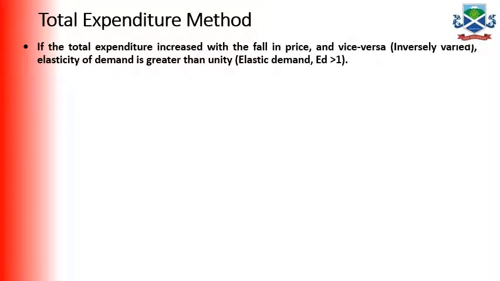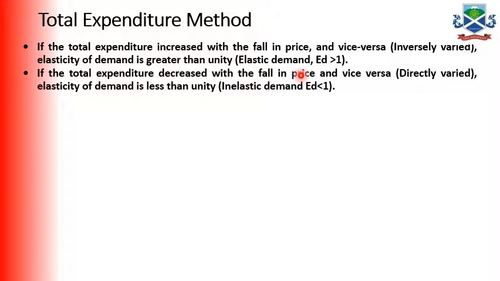Now the total expenditure method. If the total expenditure increases with a fall in price and vice versa, that is, they vary inversely, then the elasticity of demand is greater than unity, greater than 1. Under the total expenditure method, only three degrees of elasticity are measured: elastic, inelastic and unitary. Perfectly elastic and perfectly inelastic demand are not measured under the total expenditure method.